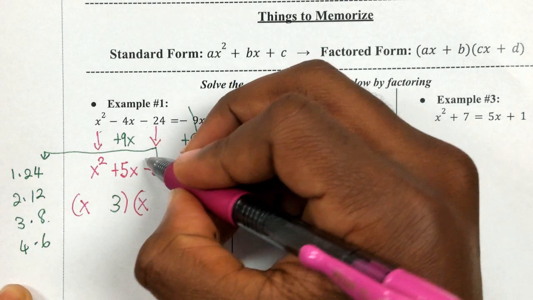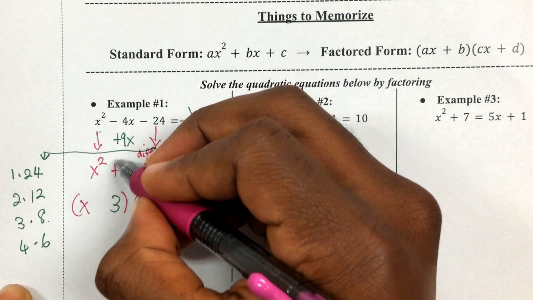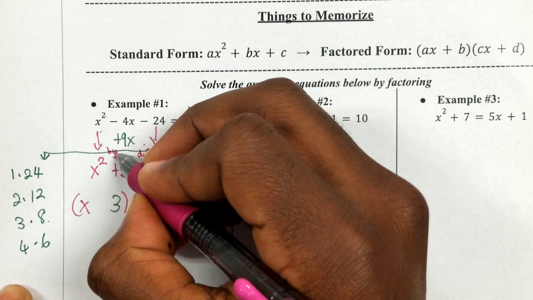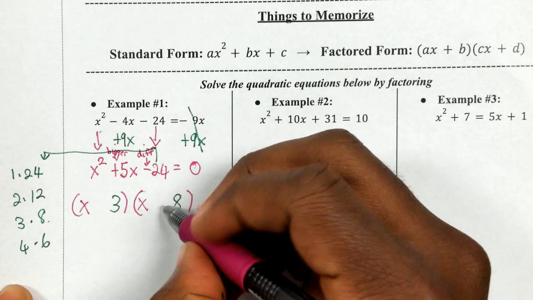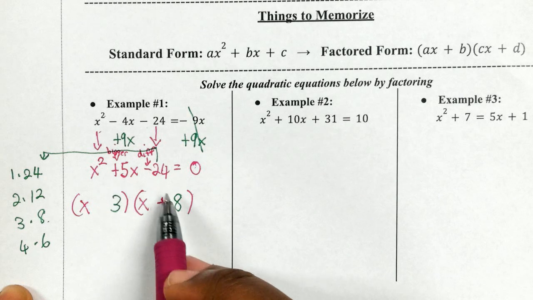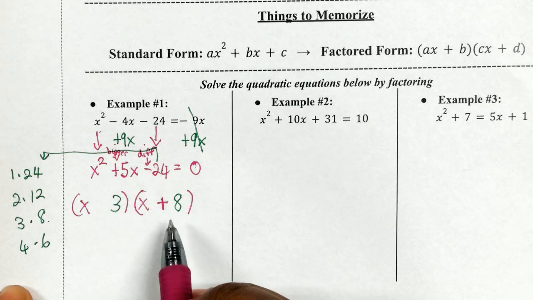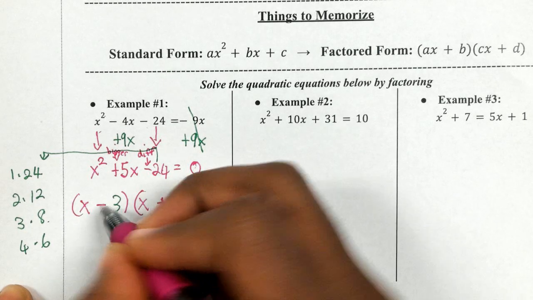To figure out the signs, when you see a negative here, you think about different signs. And then the bigger number will have whatever this sign is. So 8 is bigger than 3, so we're going to have a positive sign right here because the bigger number has a positive sign because this is a positive. And this is going to have a different sign, which is a negative.